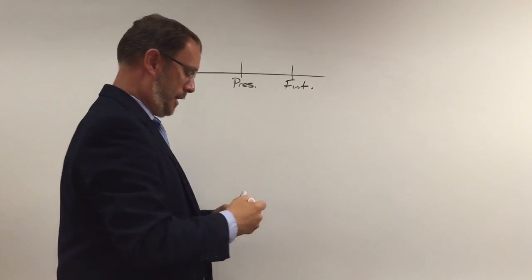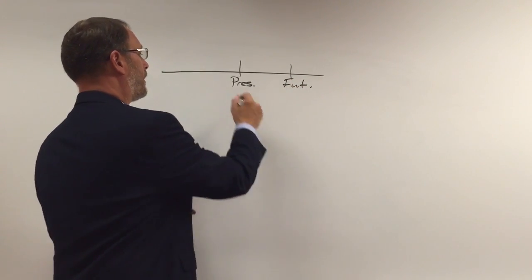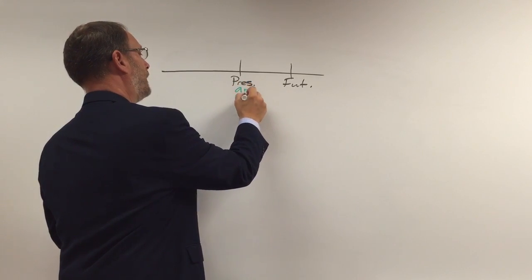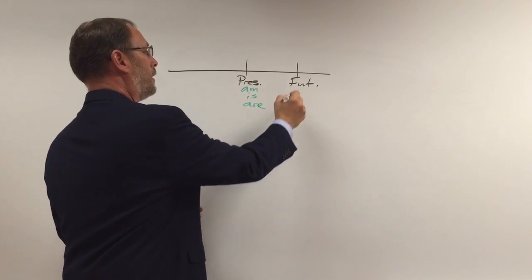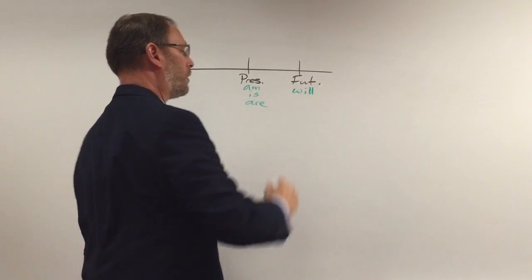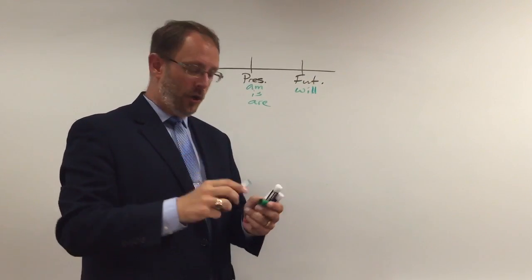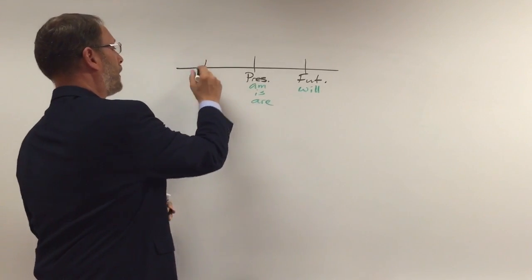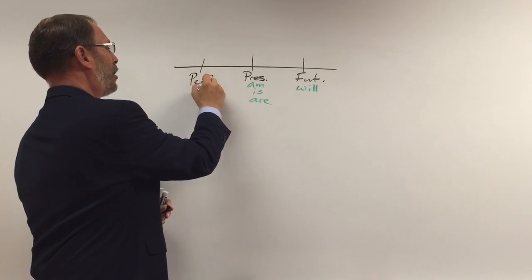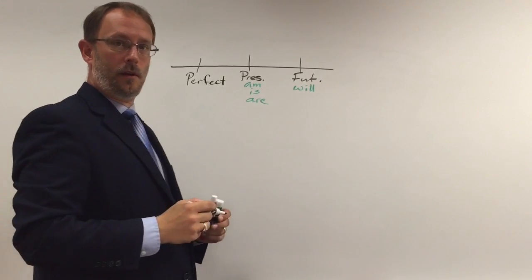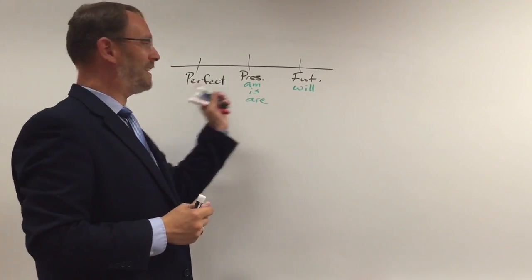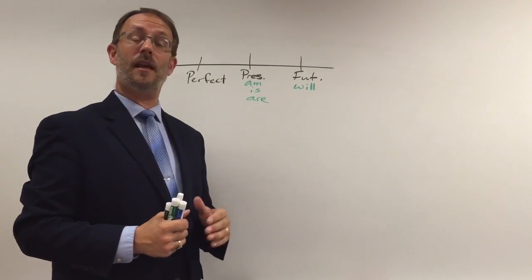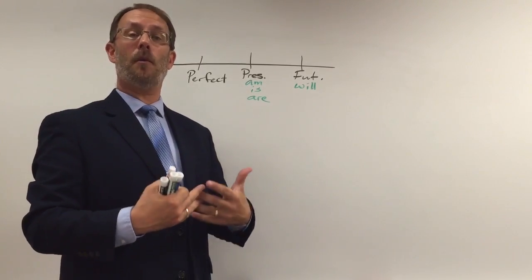Hasn't happened yet. And as you know, our helping words for present tense are am, is, are, and our helping word for future is will. So our new tense today, I'm going to go back to the left of present tense, and we're going to label it the perfect tense. Now here's the thing about the perfect tense. It doesn't mean that it's better than the other tenses. Perfect tense simply means action that is completed.